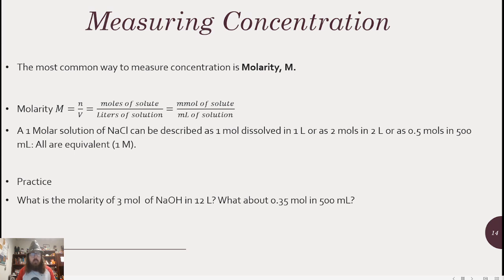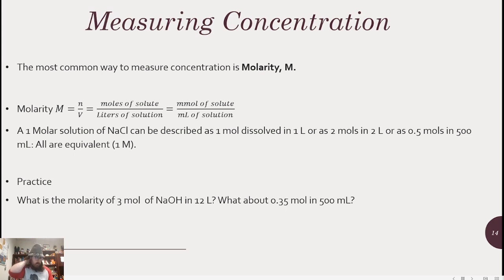But we can always do this. It's always a ratio, so we can scale this up infinitesimally. A 1 molar solution could be 1 mole in 1 liter, or 2 moles in 2 liters, or half a mole in 500 milliliters, which is a half a liter. When you do that simple ratio, you always get 1.